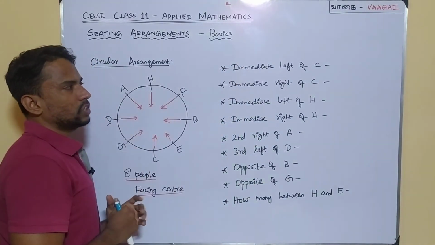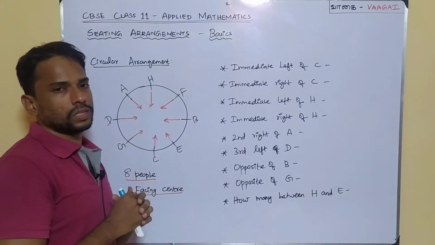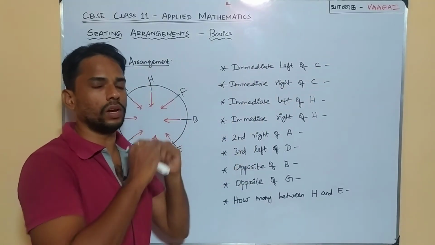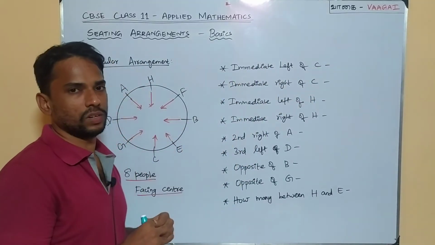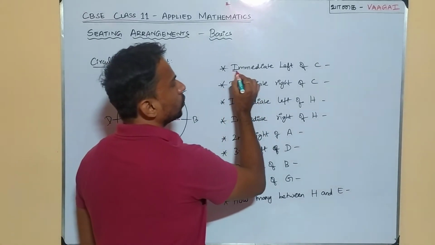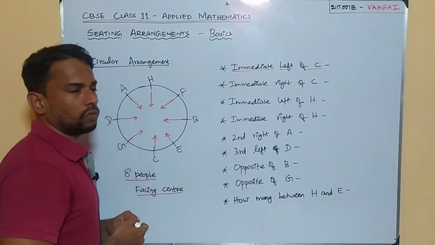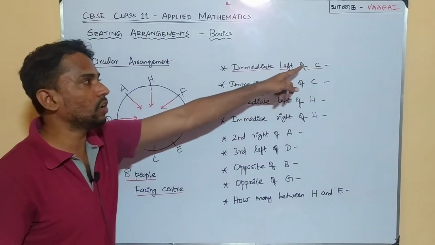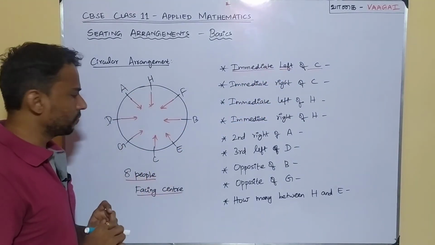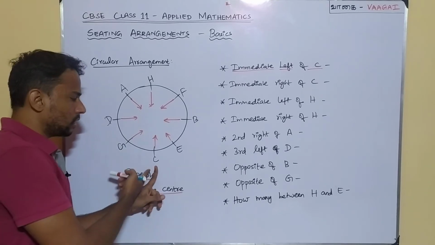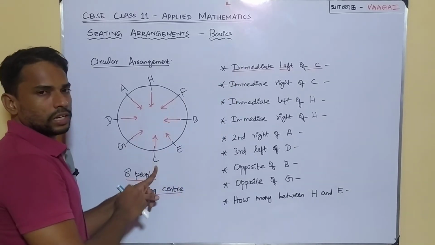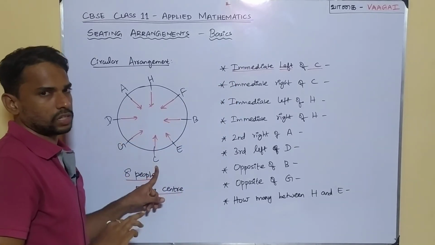Our first question: which person is seated to the immediate left of C? Like how we had it for linear arrangement, the same way here also we have questions, but we will see how carefully we have to answer it here. Which person is seated to the immediate left of C? For this we have to look at the position of the person C in this arrangement. Where is C seated? The position of C is here, at the bottom, correct? So C is seated here and they are asking which person is seated to the immediate left of C.